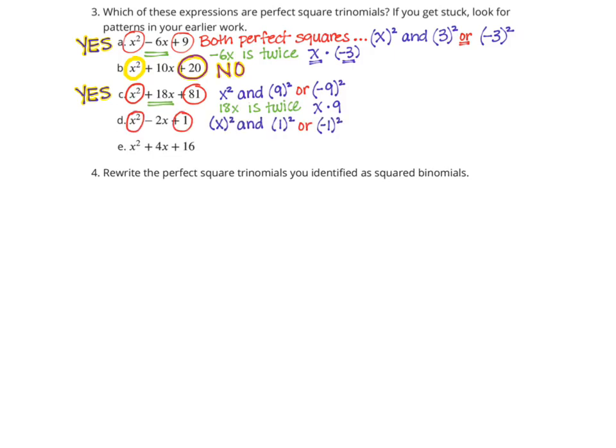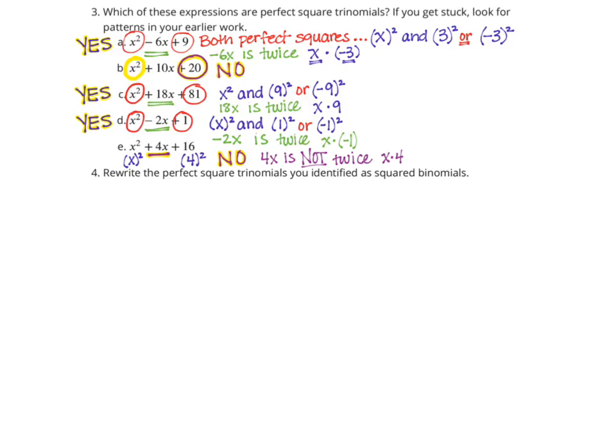In part D, the first one is a perfect square, the last one is a perfect square. I know that it's going to be the negative if it works out, and yes indeed, -2x is twice x times -1. The fourth one, part E, we've got x squared, which is a perfect square. We have 16, which is a perfect square, which is 4 squared. But this middle term is supposed to be twice their product. Their product is 4x. This is not twice the product. So no, it is not, because 4x is not twice x times 4.